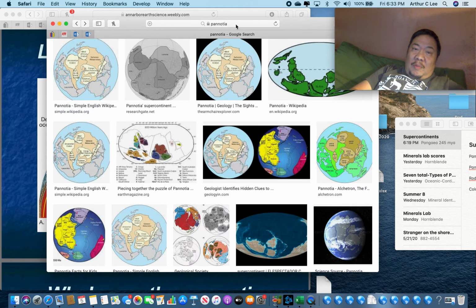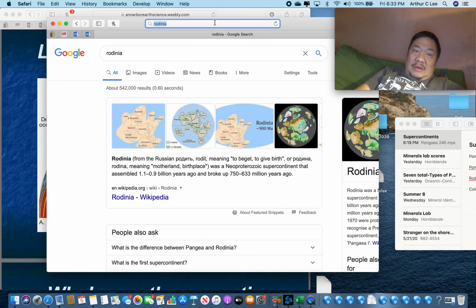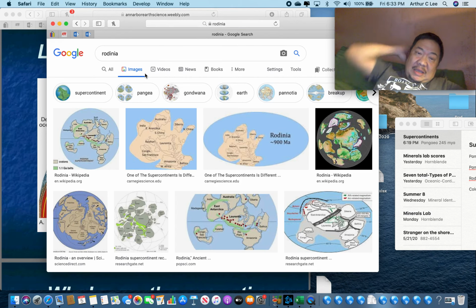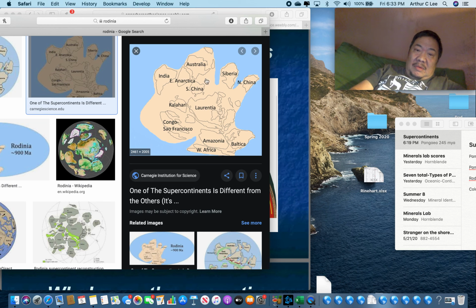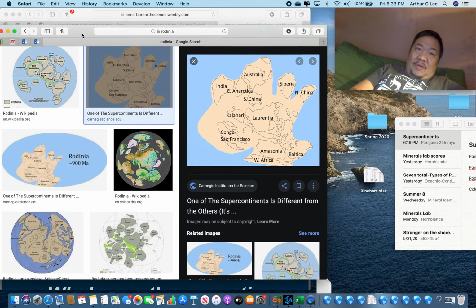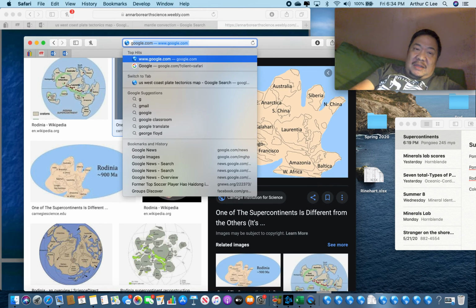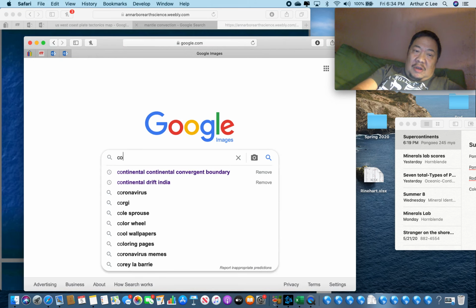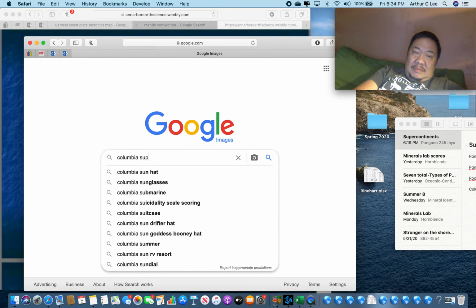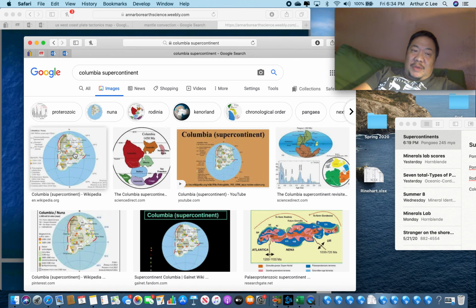Then if we go even further back in the past, we find there was another supercontinent called Rodinia, and it existed about 1 billion years ago. If we go even further back into the past, we find that there was a continent that existed 2 billion years ago, and it was called Columbia. That's as far back in the past as we can go.